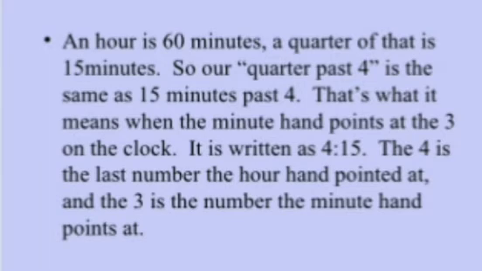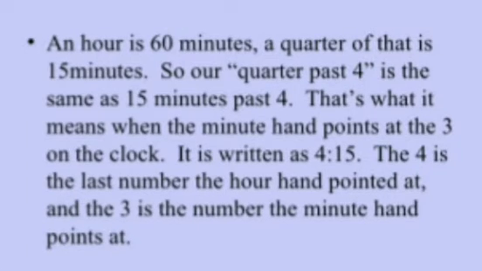As an hour is of 60 minutes, a quarter of that is 15 minutes. Quarter means 1/4. So quarter past 4 is the same as 15 minutes past 4. That's what it means when the minute hand points at the 3 on the clock. It is written as 4:15.